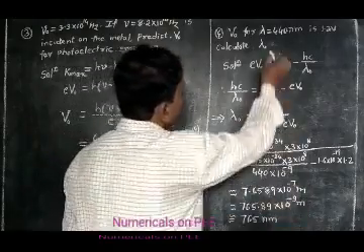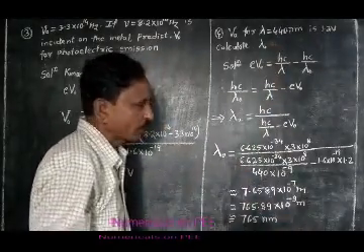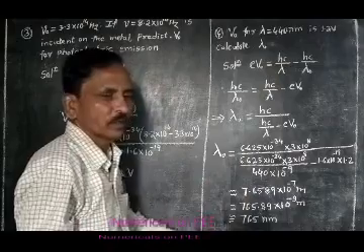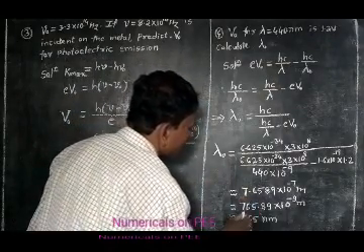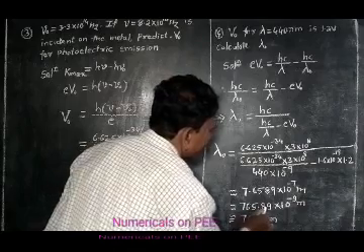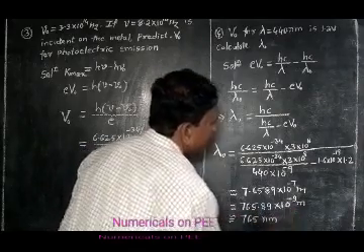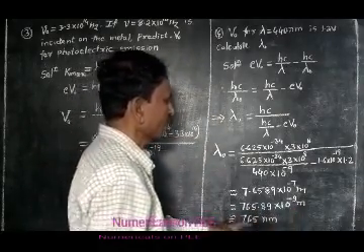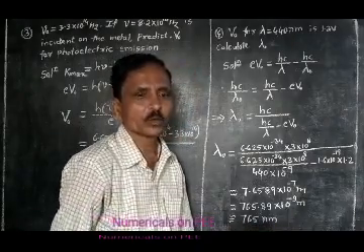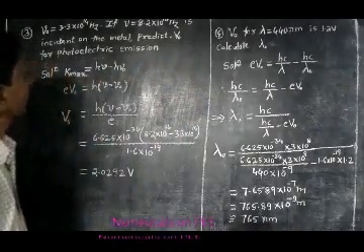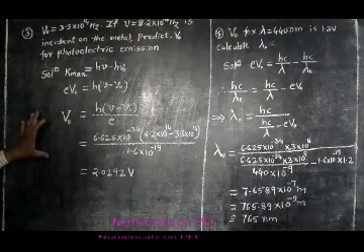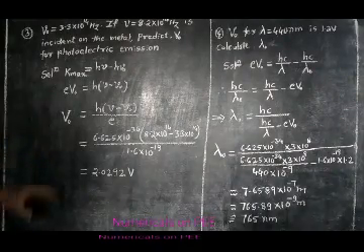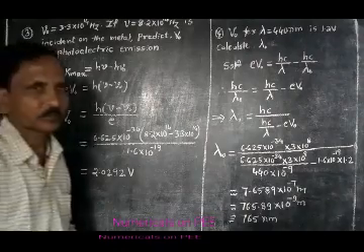But given wavelength is in nanometer, therefore convert it to nanometer, and 7.658 into 10 to the power minus 7 can be written as 765.89 into 10 to the power minus 9 meter, or 765 nanometer. Clear? Stop the video and take it up. Thank you.